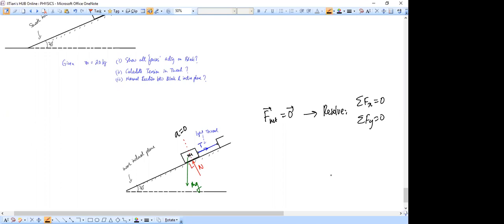No, Aditya, normal reaction will not be equal to weight over here, because you can see now their directions are different.